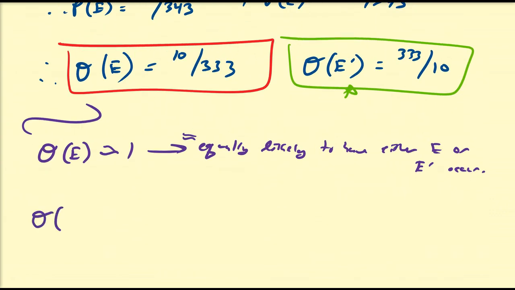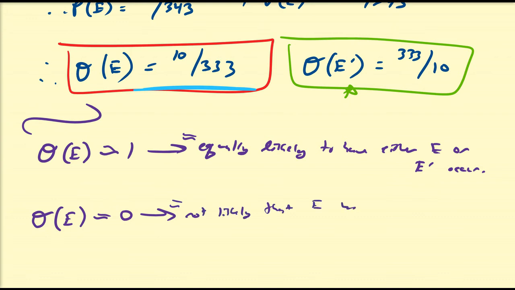Now what if the odds of E is close to 0? So that means we're pretty much focusing on this case. If the odds of E is close to 0, that means it is approximately not likely that E will occur.